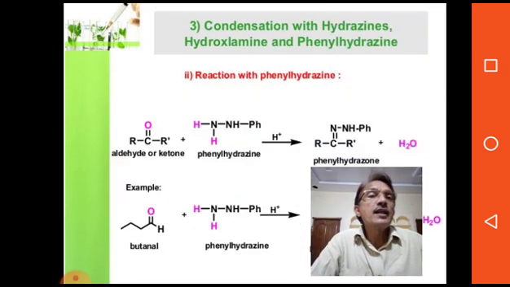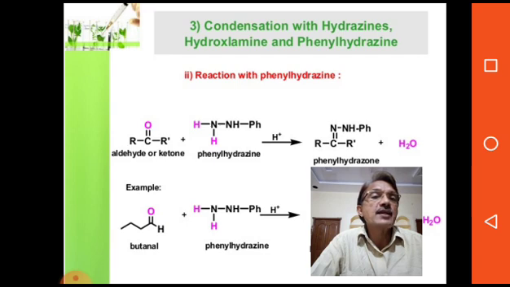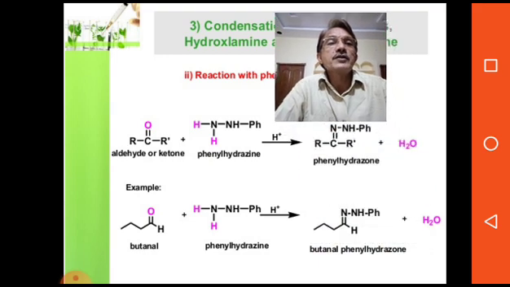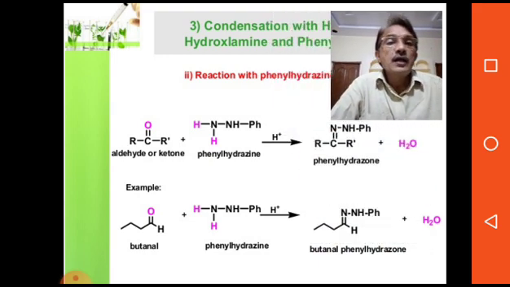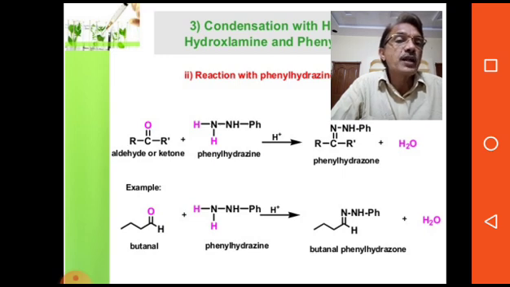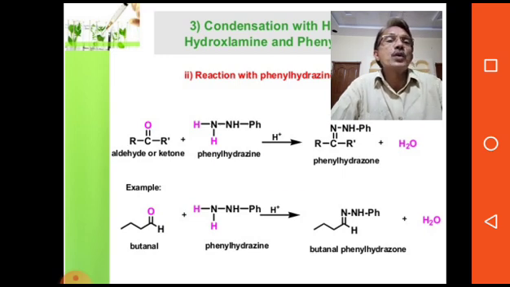Reaction with phenylhydrazine. When an aldehyde or ketone combines with phenylhydrazine, it gives phenylhydrazone. Example for this reaction: when butanal combines with phenylhydrazine, it forms butanal phenylhydrazone.